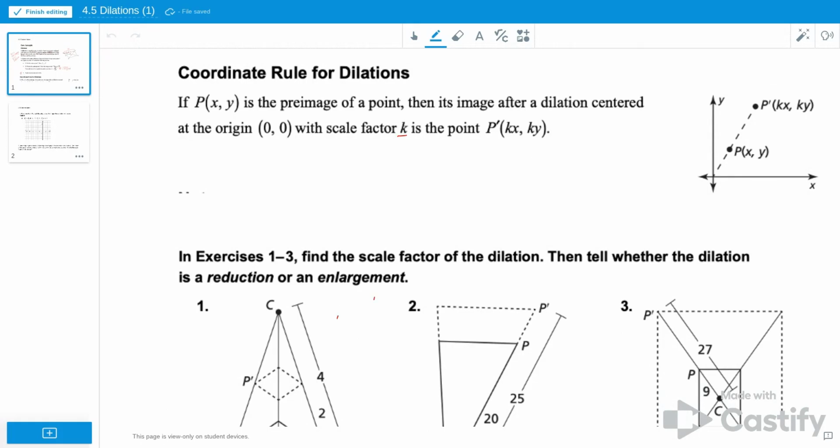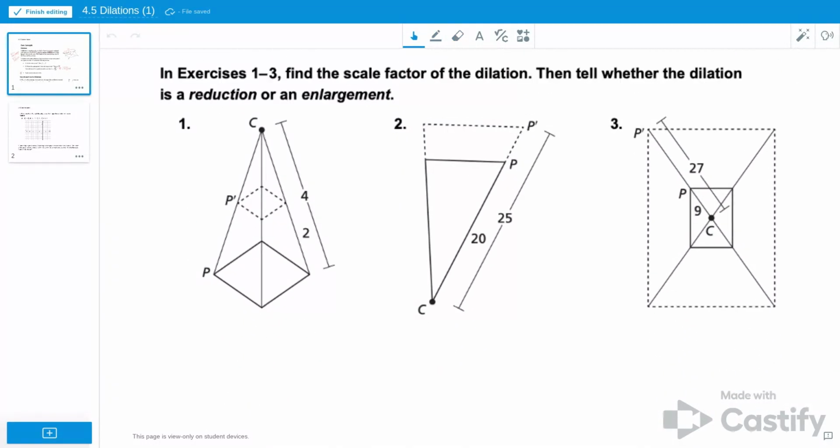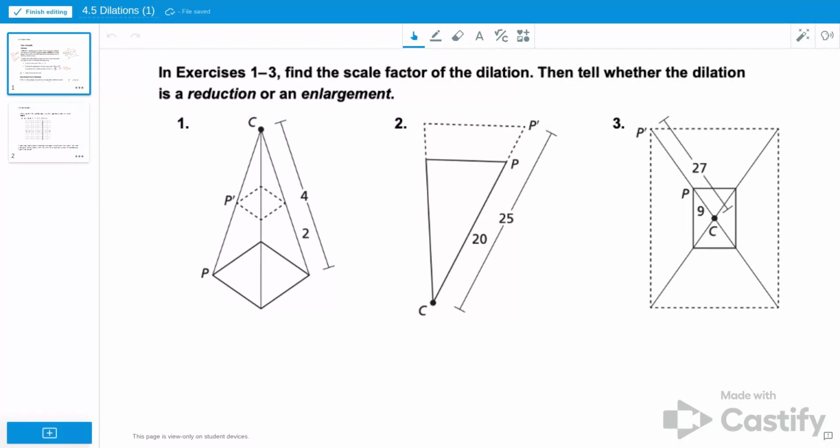So we talked about this earlier today, deciding if something is an enlargement or a reduction. So looking at these pictures, we're going to decide if it's a reduction or an enlargement, and then we are going to find the scale factor. So first thing, decide which one's your original image. So here, CP is my original, and then CP prime is my new one. And so from my original to my new, I got smaller. So that would be a reduction.